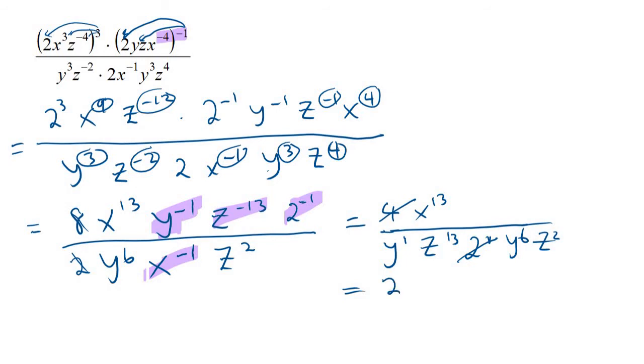And x is just only one base there at the numerator. There are 2 bases for y here. We need to combine them. So it's a 1 and 6 becomes 7, y to the 7th. And there's a z to the 13th and z to the 2nd. That will be z to the 15th. Okay, and that's it for that.